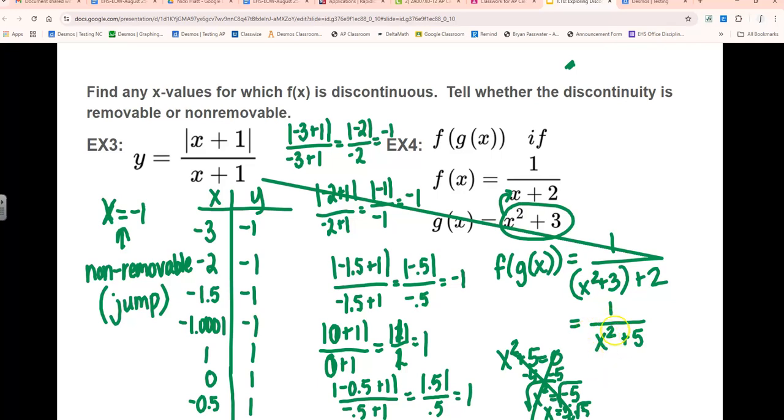So if I take a positive number that I've got here and I add 5 to it, it's still positive. It's more positive than it was before, right? So that has to always be positive. It could never be zero unless you're considering imaginary numbers, which do not have any place on the graph, so it's not going to cause a discontinuity. So you would have no discontinuities here.